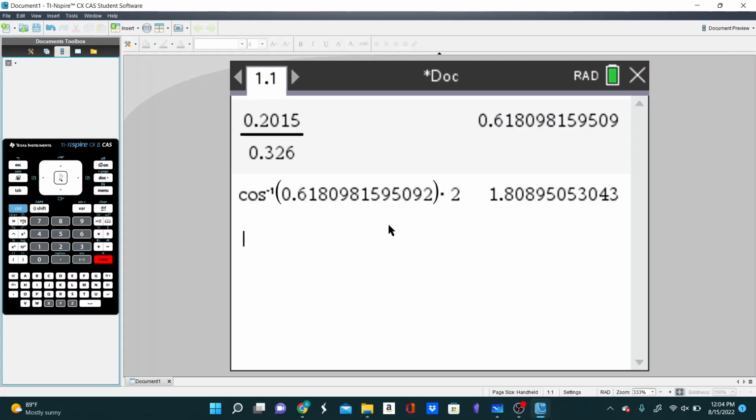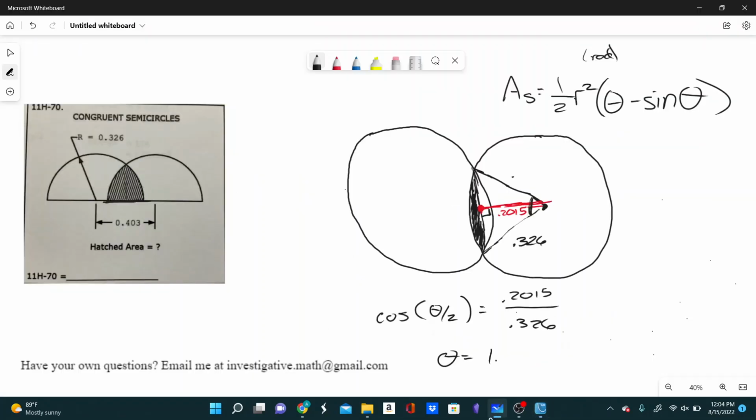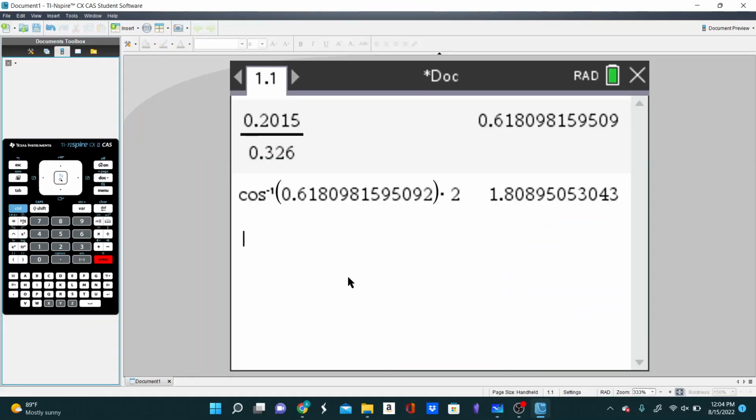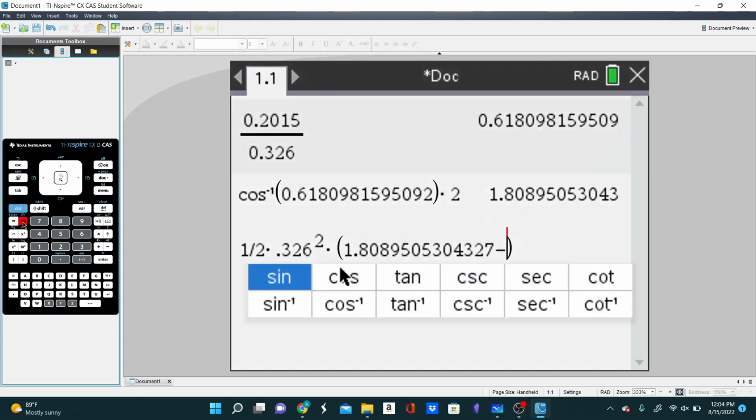So theta is about 1.089. I'll use the exact value later. But now all we have to do is just plug into this equation. So we know theta, we know the radius is 0.326. So let's see. 1/2 times 0.326 squared times theta minus the sine of theta.